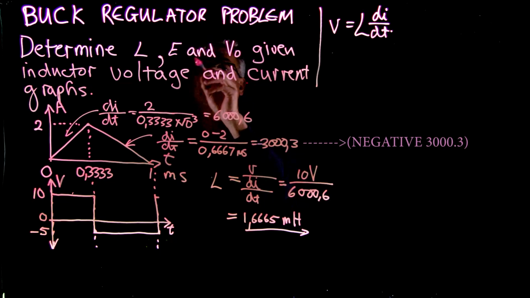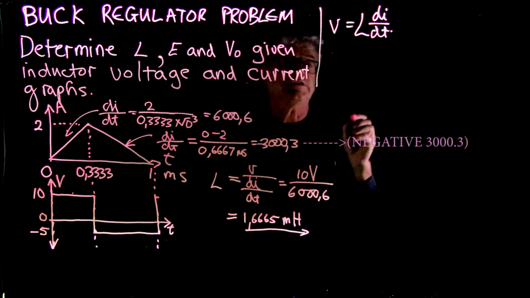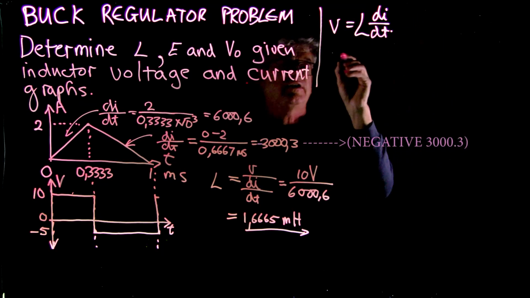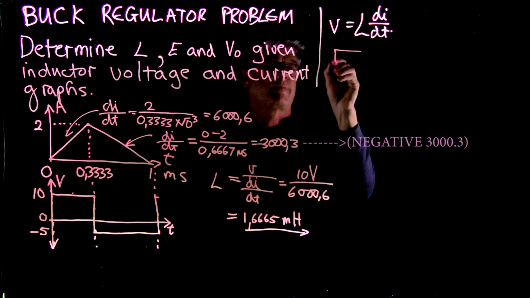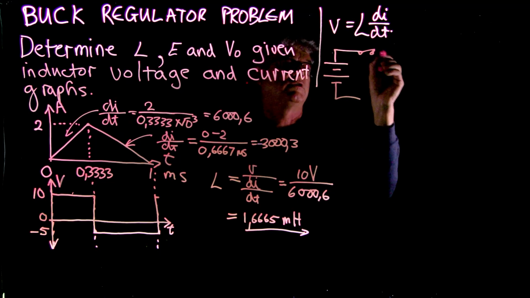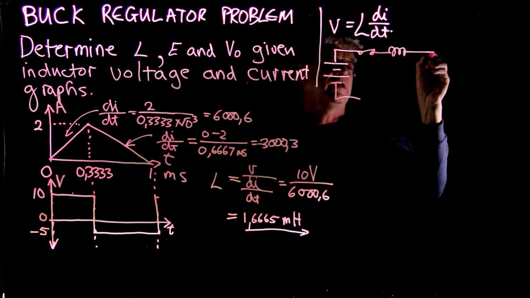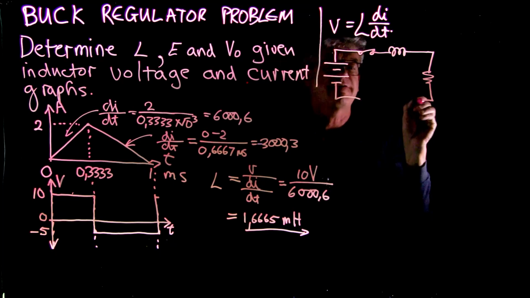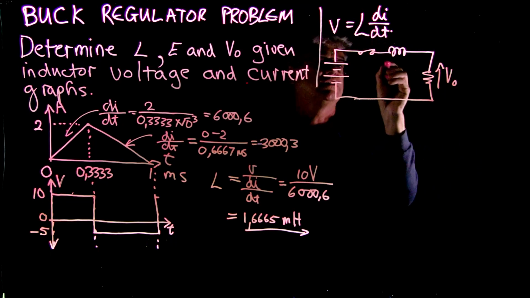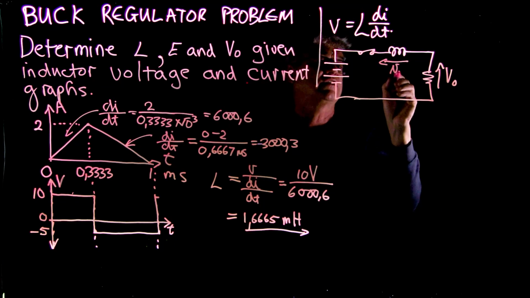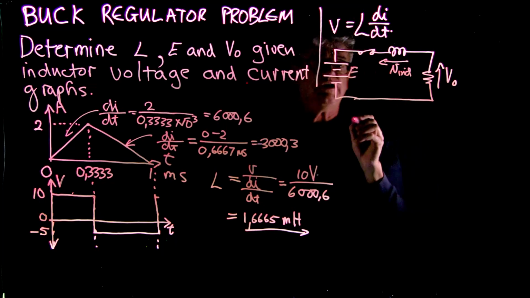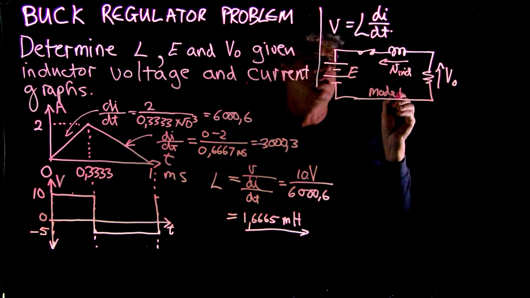What we also want is E and V out. So our buck regulator in mode 1, that is when the switch is closed, is given by this circuit diagram, and that is V out, and that is V inductor, and this is E. This is during mode 1.